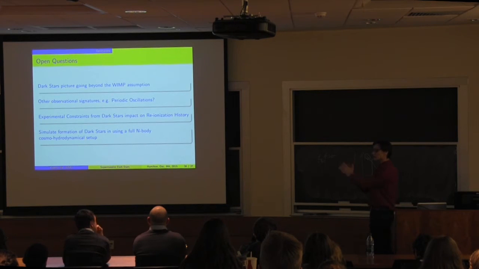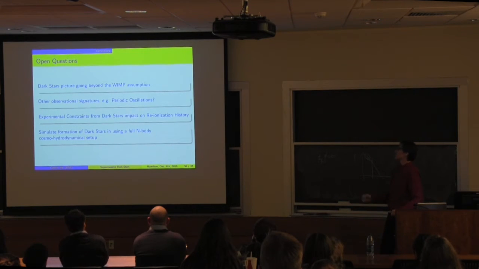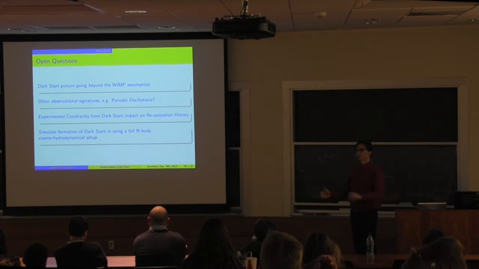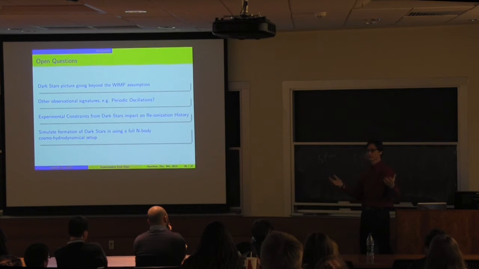So what is this picture going to be when we go beyond that? Is it going to change, and how? That's one open question. Another one would be, can we have other observable signatures? One possibility, because this object is so large and puffy, is to have stable oscillations on a given time scale, which in principle could be observed. So one needs to simulate this effect.